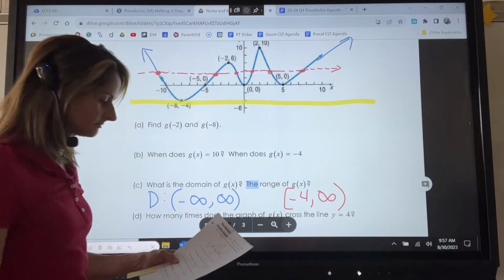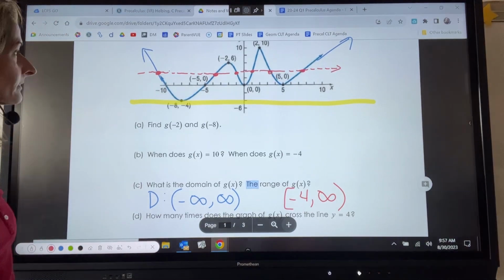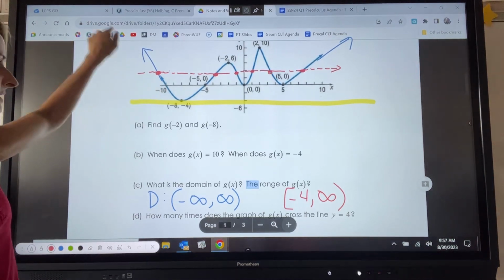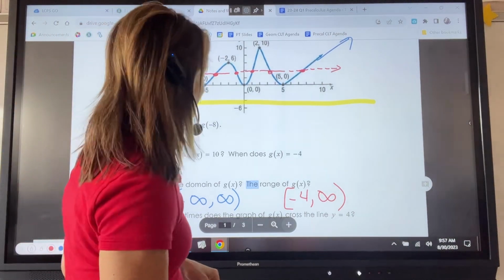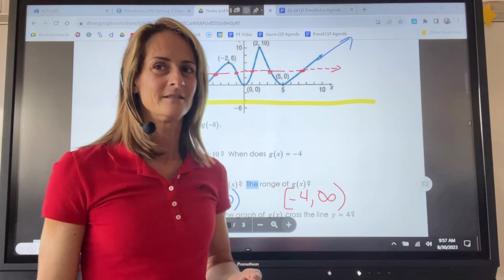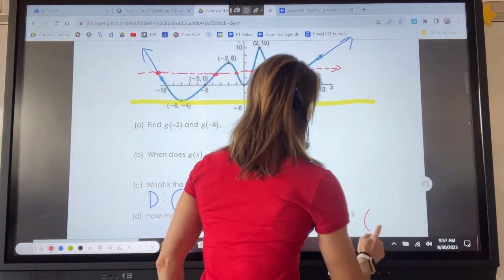I'm getting 6. Wait, but aren't you supposed to not count it though, because it's not on the graph? Well, because this arrow says that's going up forever, you have to include it. Oh, you do? Yeah. I think we have a test question on our first test like that too. So that's going to be 6, not 5.